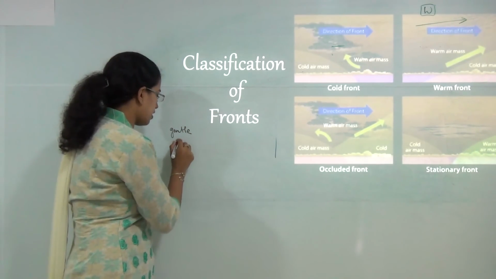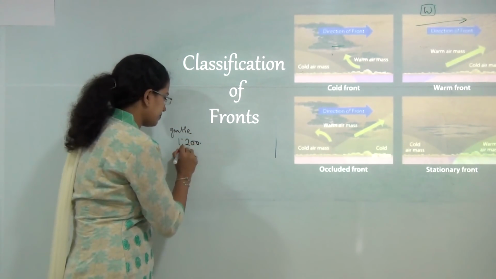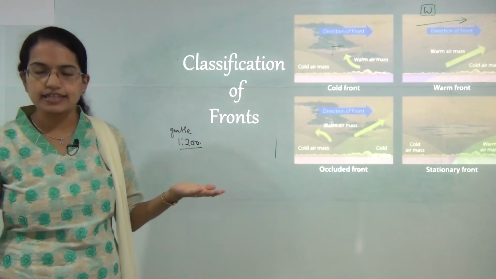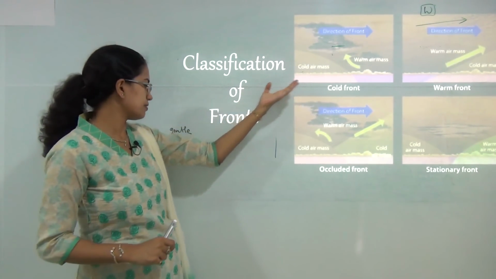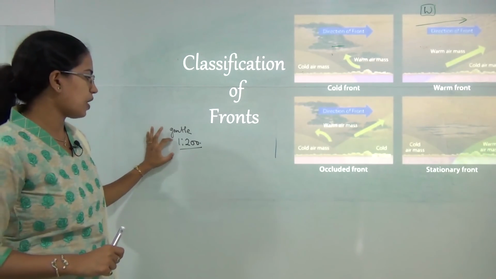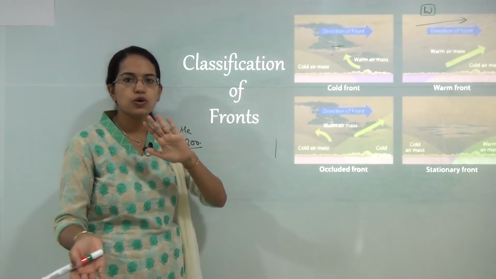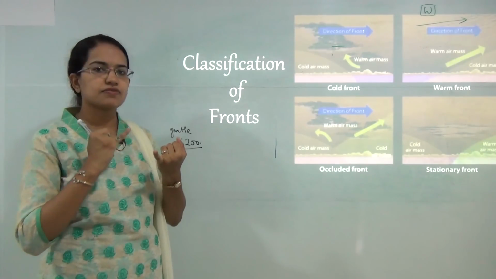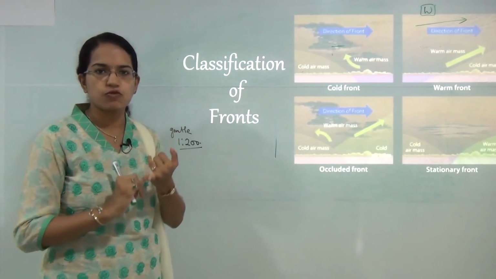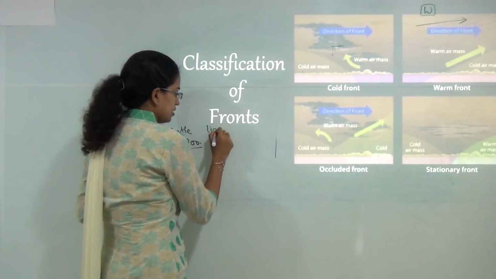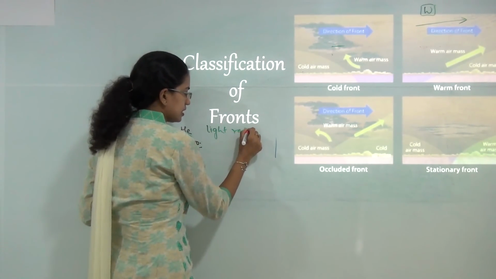The slope is around 1:200, that is much less steep or gentler as compared to the cold front. So the slope is gentle. You have a slope of around 1:200, ranging from 1:100 to 1:400. Then you have the warm fronts which are less violent. You have light rains, it's less violent.